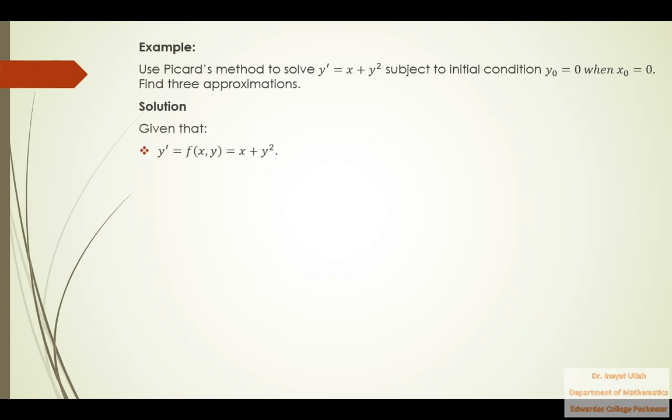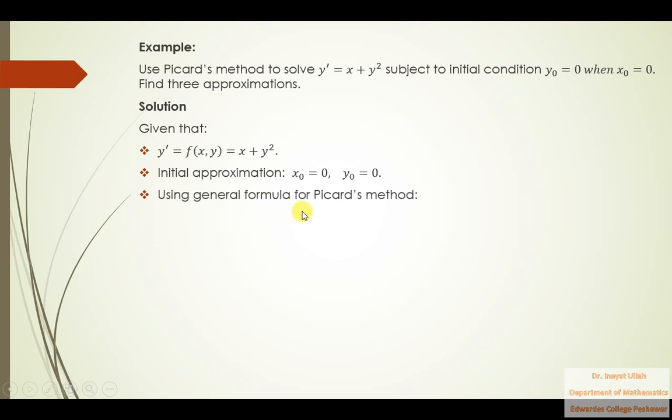Given that y prime is equal to x plus y square, but we also know that y prime is actually a function of x and y, because this equation contains x and y. So y prime is equal to function of x comma y, that is given to you, x plus y square. That is the first thing. And secondly, the initial approximation x naught and y naught is also given to you. These two steps are very simple, taken from this question. And the third step is to use the general formula of Picard's method.